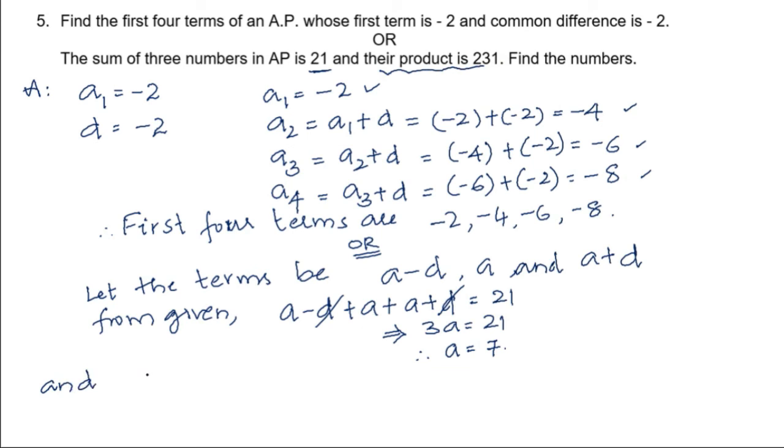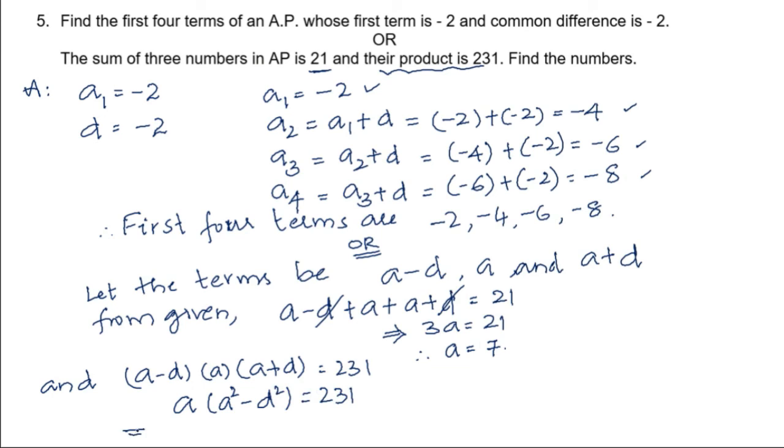Since the product is 231, a minus d multiplied to a multiplied to a plus d is 231. Let's simplify this further. It can be written as a times of a square minus d square. This is equal to 231. Now we have found the value of a. Kindly substitute it. 7 times of 7 square minus d square equal to 231. So this implies 7 square minus d square is 231 upon 7. It can be further simplified.